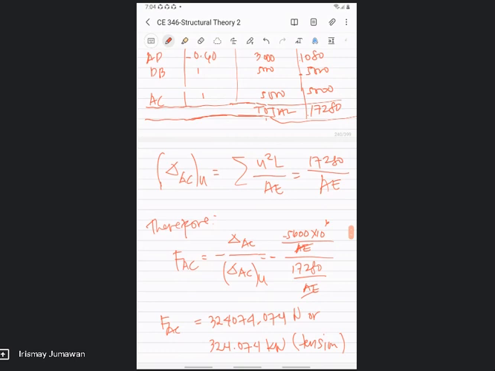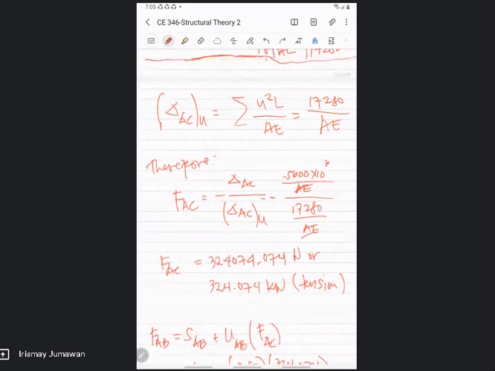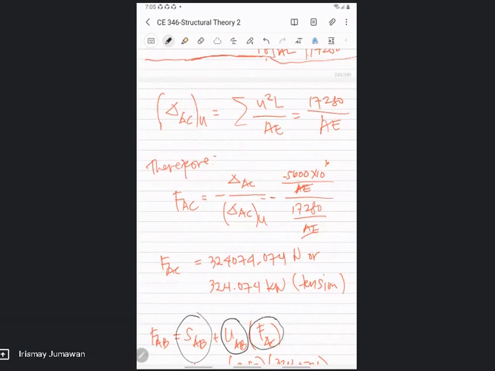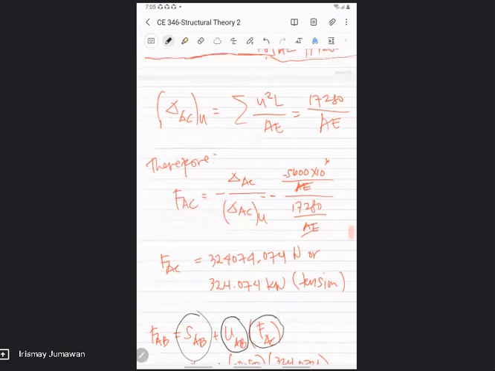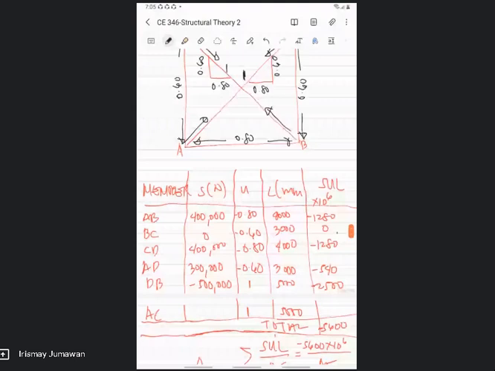Now, we need to determine the stress for each member. So this is now the stress for each member. Okay, so for the stress of each member, so this is the load, or this is the stress due to the actual load, plus the stress due to unit load times the stress of the redundant member. So that is formula. So that is the stress for AB. So you look at the stress of AB here. So you have 400,000. Then the stress for unit load is 0.80.